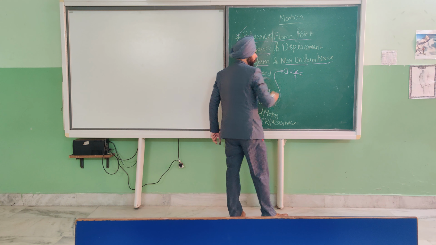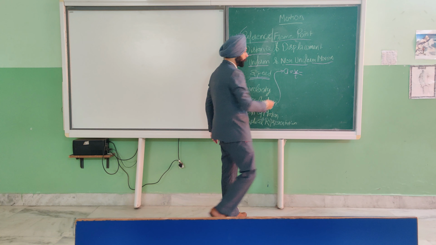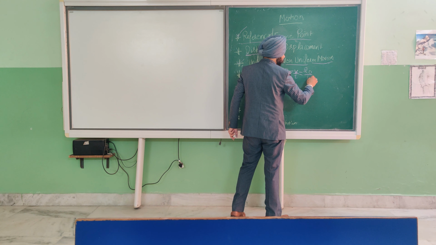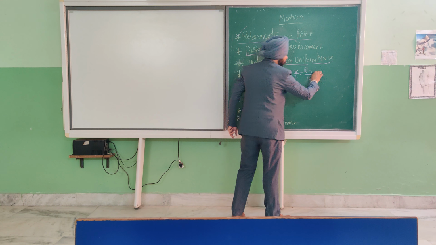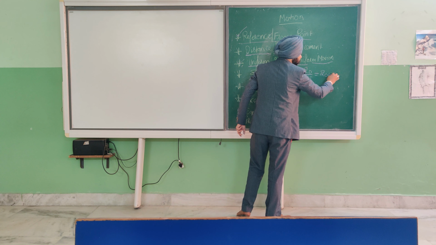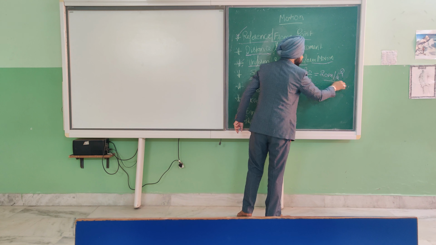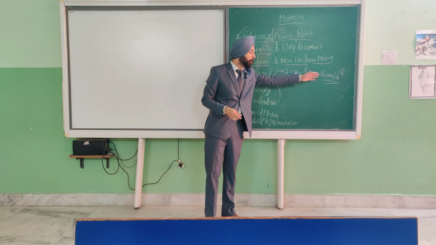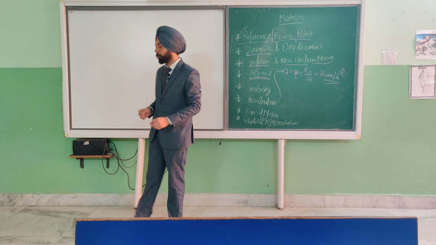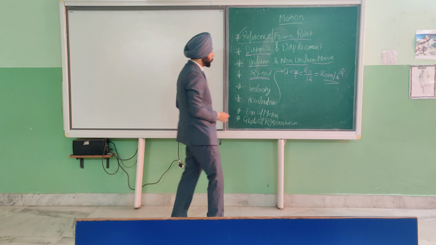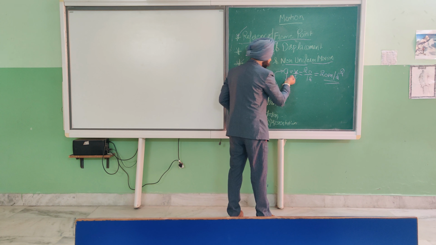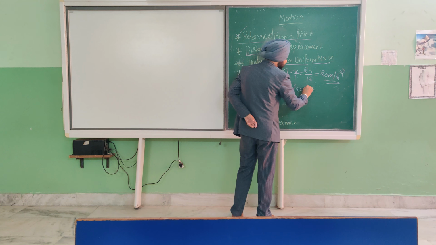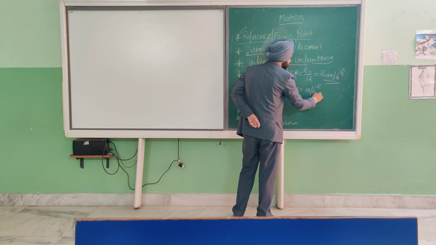Suppose 20 meter per second is the velocity, and 1 second is the time taken. Then the value of acceleration is 20 meter per second square. I hope you understood why I write meter per second square. So from that it is clear the unit of acceleration is meter per second square.